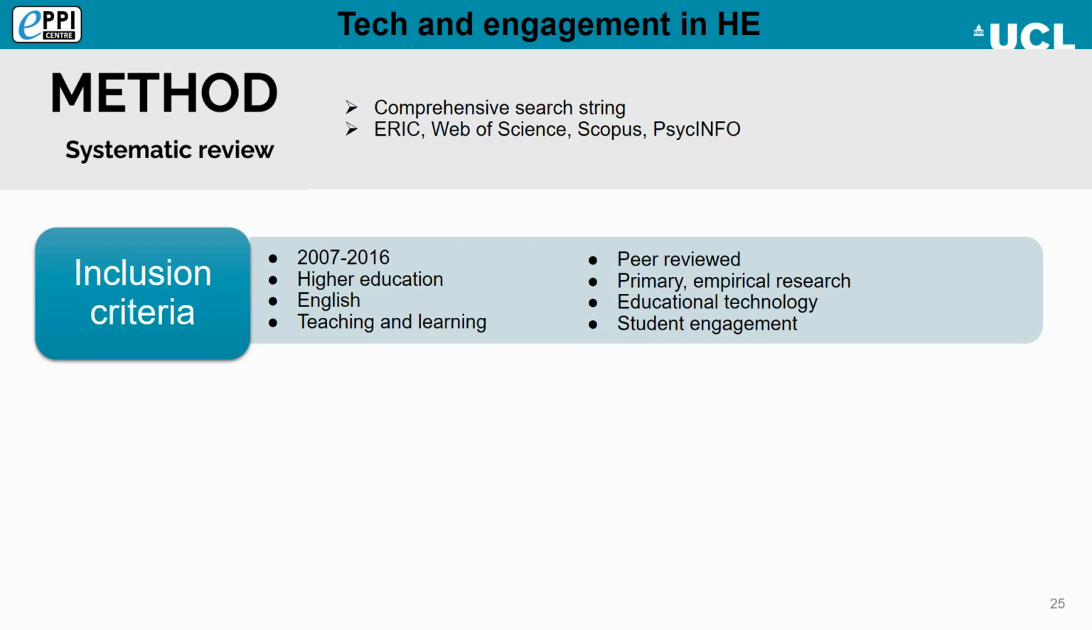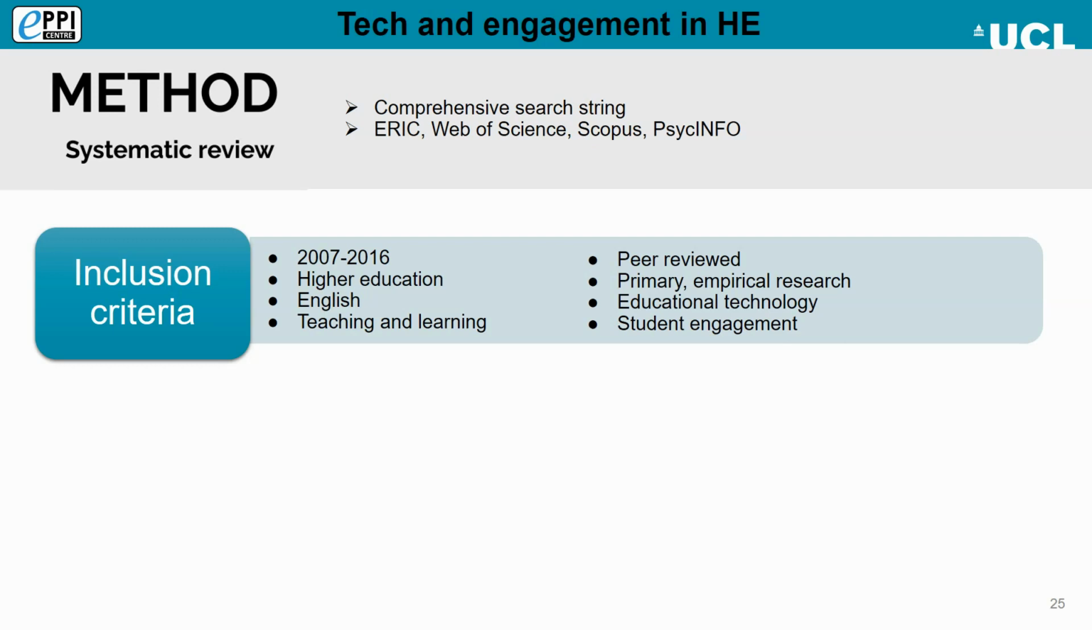We chose to include research that was only conducted in English, and that was focused on teaching and learning. We also decided to only include peer-reviewed literature as we were under time constraints, and there is a level of rigour and quality appraisal that goes into the peer review process, of course. We also chose to only include primary empirical research, and obviously only that which was focused on educational technology, and research that was looking into student engagement.